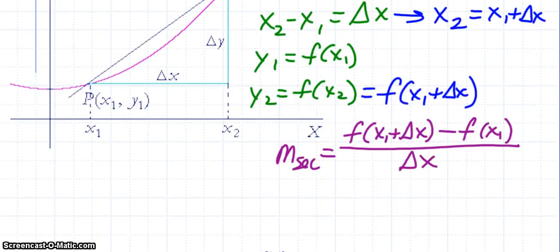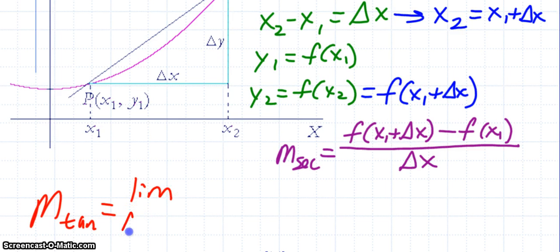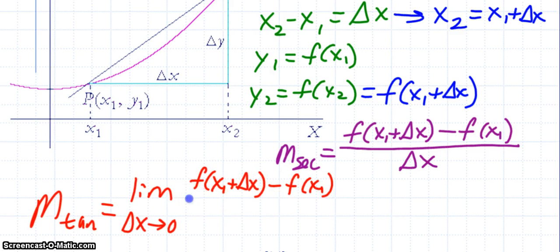That was awesome. Okay, but we don't care about the slope of a secant line. What's the whole point of this? This point is the slope of a tangent line, right? Well, how do I find the slope of the tangent line? I use a limit. So the slope of the tangent line is going to be the limit as delta x goes to 0 of f of x1 plus delta x minus f of x1 over delta x. Because what is this saying?